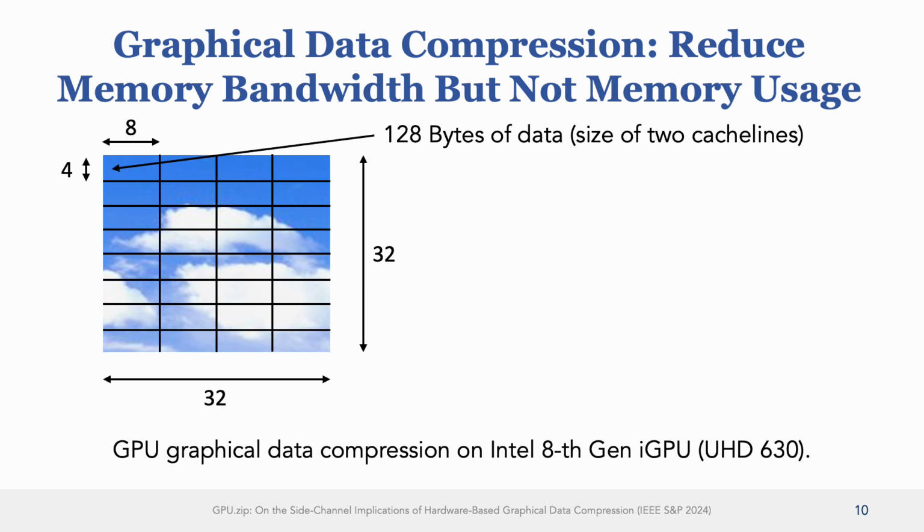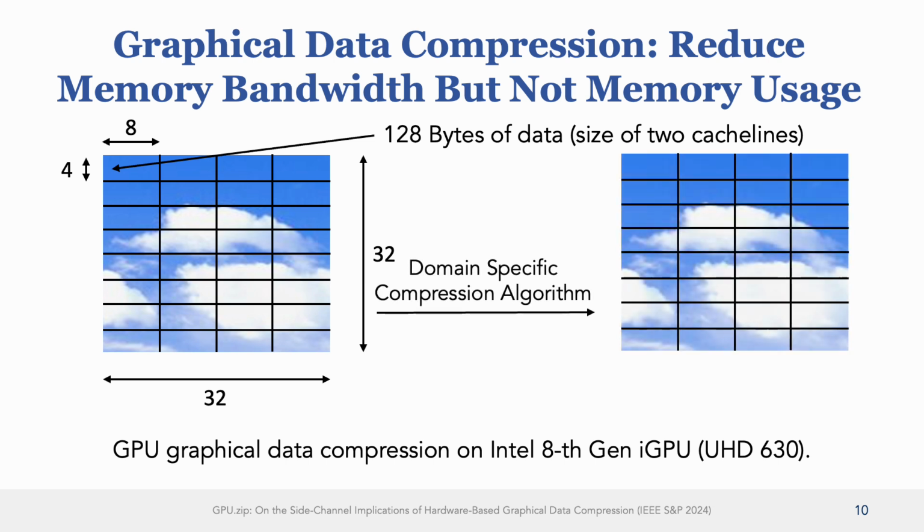The graphical compression applies to each of these blocks following a domain-specific compression algorithm that Intel invented themselves. The algorithm will look into each individual block and seek opportunities to compress it. If it can compress this block, it will compress the entire block from 2 cache lines into 1 cache line, and leave the other part empty by just padding zeros.